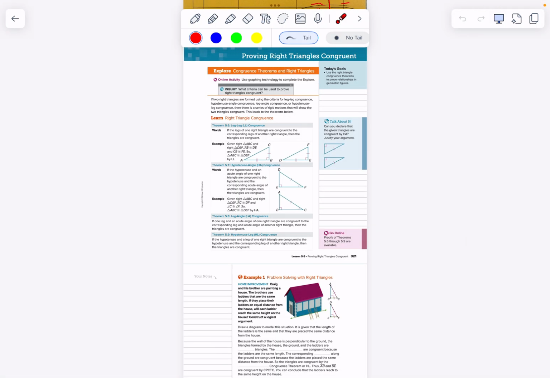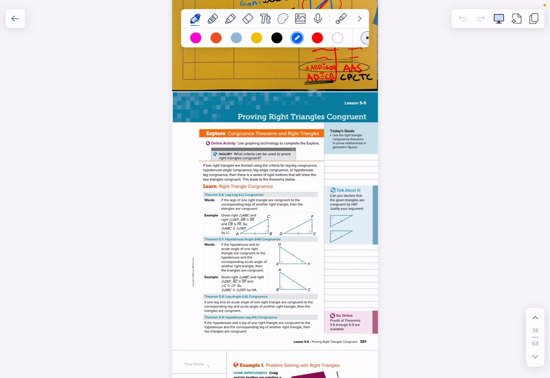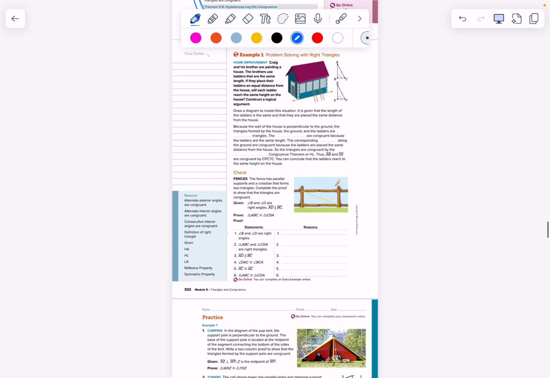Okay. All right, we are on 5-5. We are proving right triangles congruent. Aubrey, we just wrote this down on the board, and I can help you fill that out on your yellow sheet, separate from this. But my computer wasn't working, so we wrote this on the board instead.